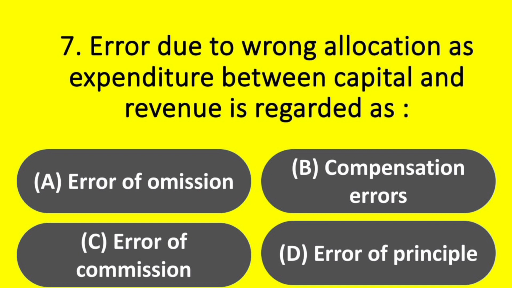Error due to wrong allocation of expenditure between capital and revenue is regarded as options A, error of omission, option B, compensating error, option C, error of commission, option D, error of principle. Answer. Option D, error of principle.